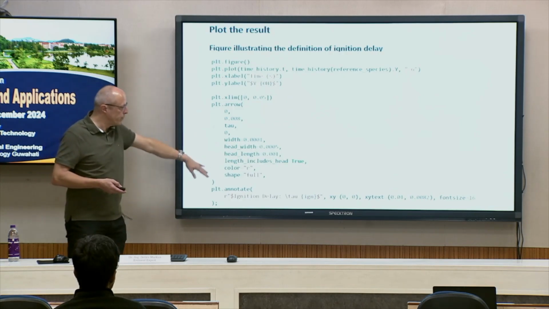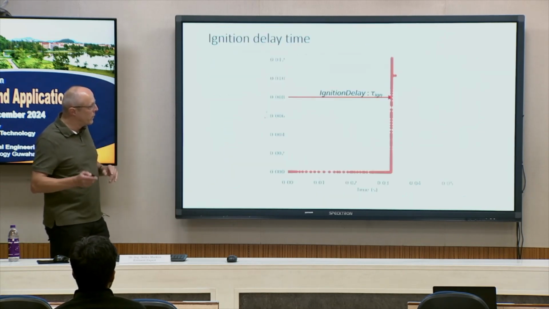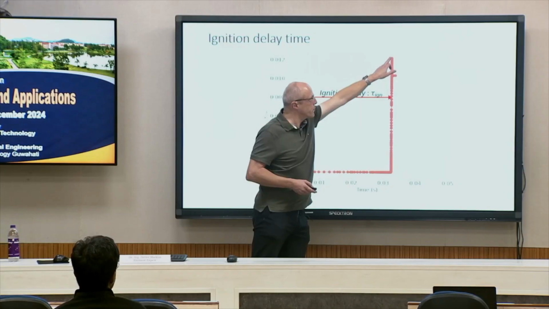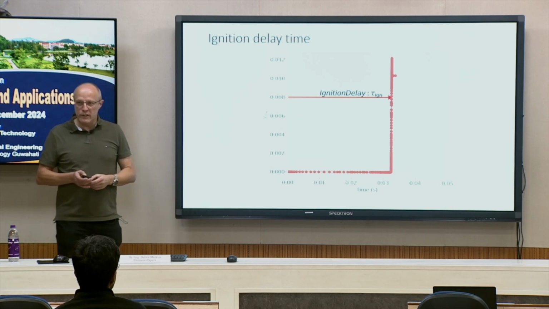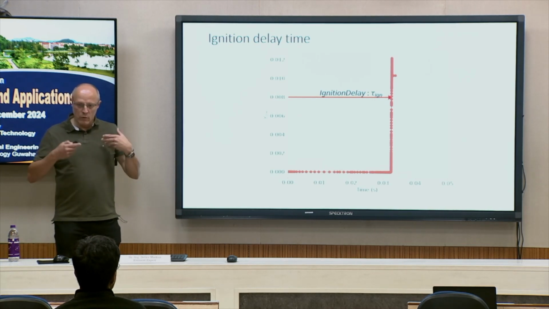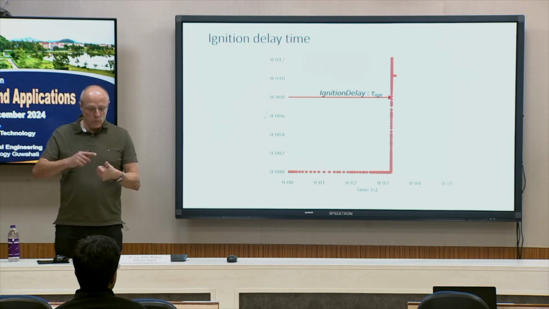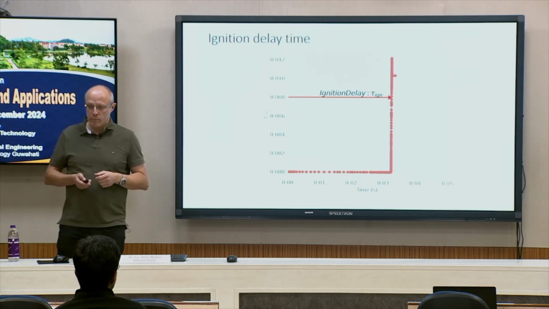Then, okay, here is some specific information to produce this nice plot at the end. Here we have a plot of the mass fraction of OH, and this point here, the maximum, is defined as the point for the ignition delay time. So for one specific configuration of pressure, temperature and mixture composition, we now have the ignition delay time.